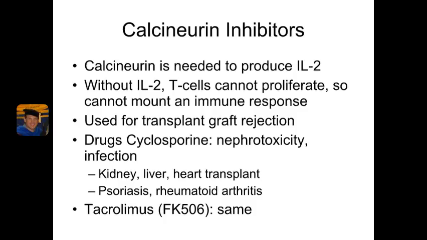So the main use for calcineurin inhibitors is in patients who have immune diseases. So transplant graft rejection, so if they've had a liver or kidney transplant, heart transplant, we'll often use it for patients who have had that. We'll also use it for patients who have psoriasis or rheumatoid arthritis, which are also autoimmune diseases.